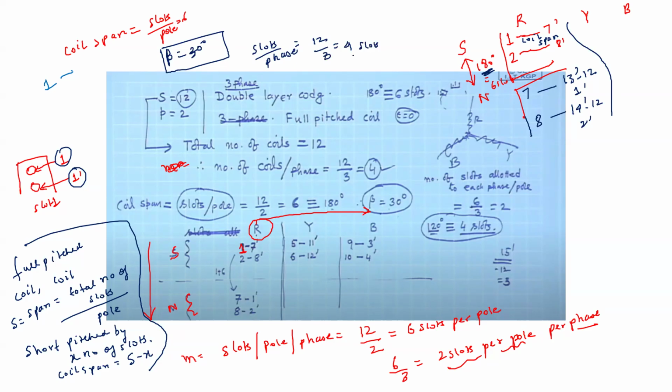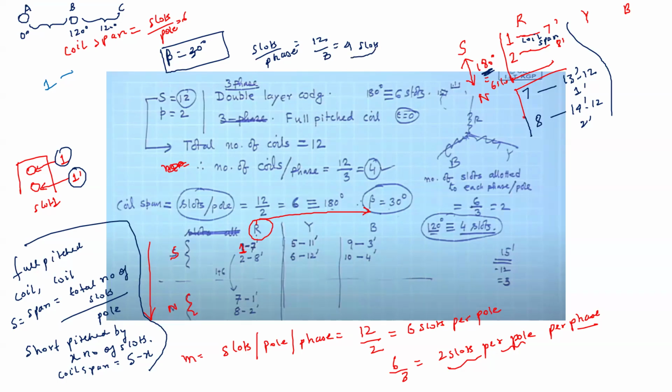Why slots per phase? Because we know that in a three phase winding, what is the kind of distribution? First of all, you place your first conductor at 0 degree for the first phase, then for B phase it will be 120 degree lagging, and this is another 120 degree, so this is C. So this is a three-phase balanced winding distribution. Basically, 120 degree has to be taken care of.